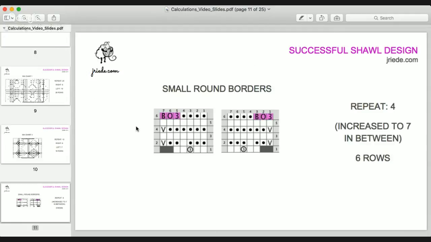The small round borders are basically a repeat of 4. As you can see here, we start with 4 stitches on each side, increase to 7 stitches in between by this triple yarn over, and decrease to 3 stitches, we increase here in this yarn over, again at row 6 in this case. So basically we work 4 stitches, increase to 7 in between, and arrive at 4 again after having worked row 6. So then the whole thing is repeated.